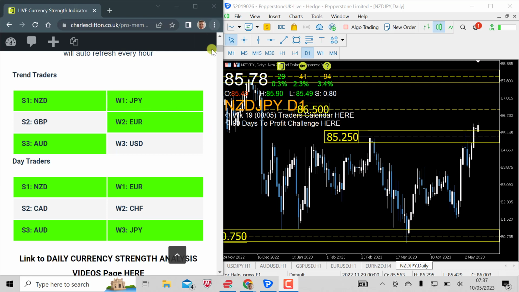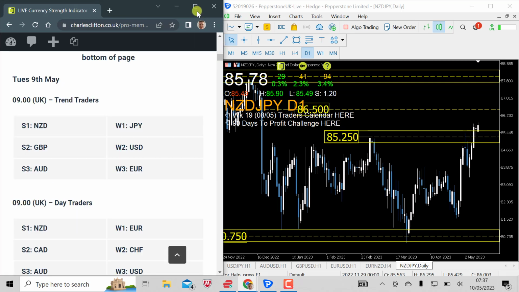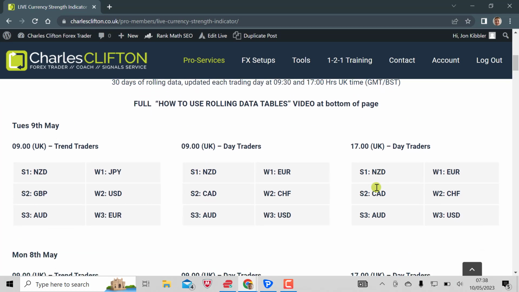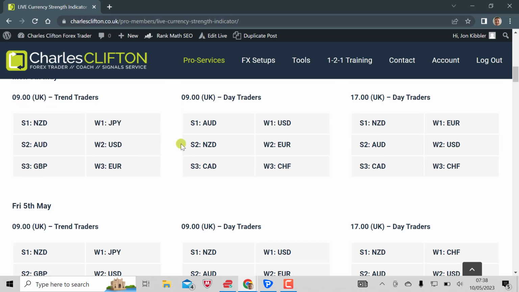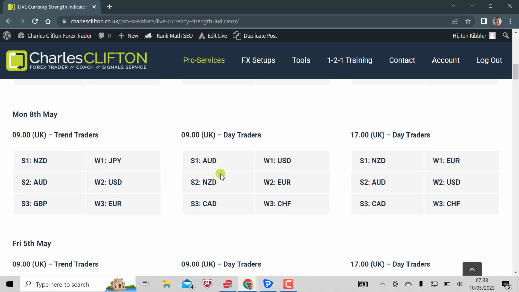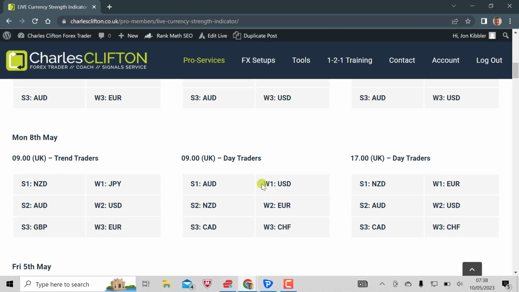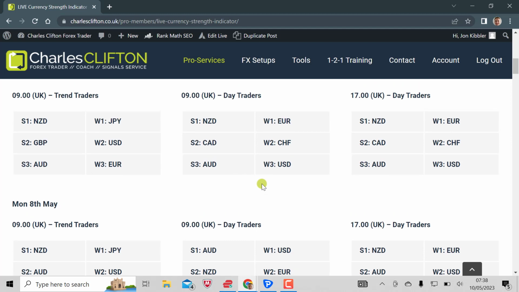The reason why I say we have a confirmed signal now is because Kiwi was on our tables from yesterday. If I just scroll down, I know it's a little bit hard to see here, let me just expand this out. If we move down to our rolling data, you can see that we had Kiwi on our tables yesterday. We had them on Monday as well. So we know that the Kiwi is strong, and that's a currency we could potentially buy against a weaker currency.